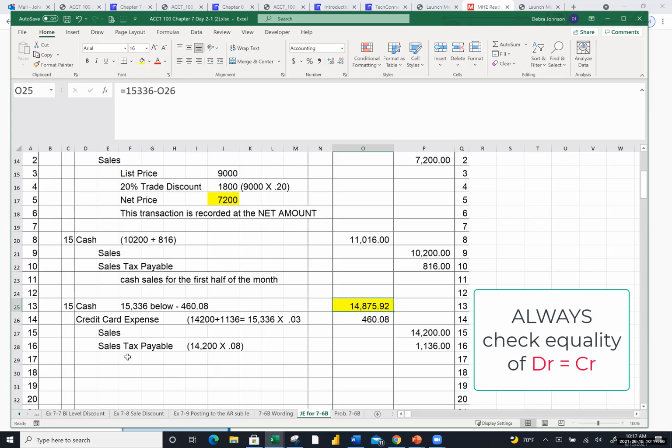And Professor Johnson, I got 4,600 for this fee. For the credit card expense, yeah. Yeah, let's double check that. Did you do 0.03, Giselle? Oh, I did 0.3. Okay. Yep. What you just did, I'm actually glad you did that because that's a very common mistake. So I'm glad you did it because it happens a lot. We want to make sure we do the 3%. And this is to record bank credit card sales.